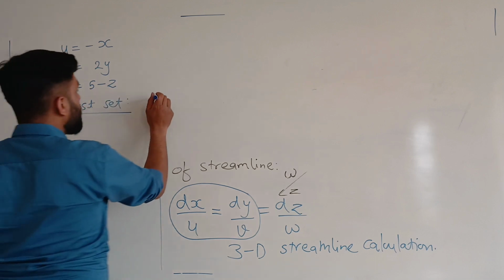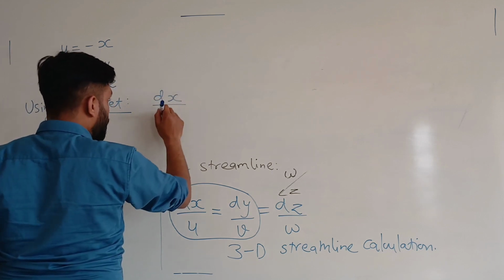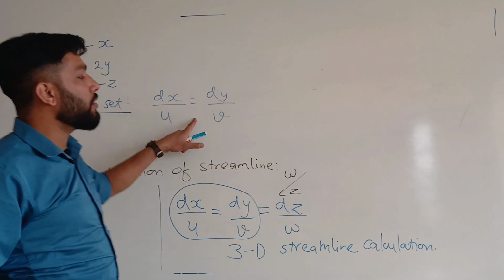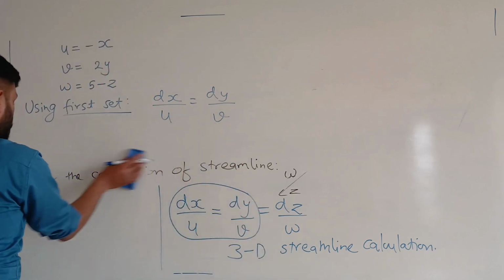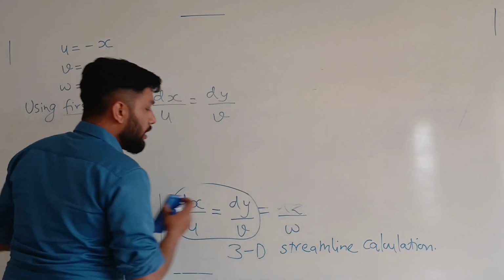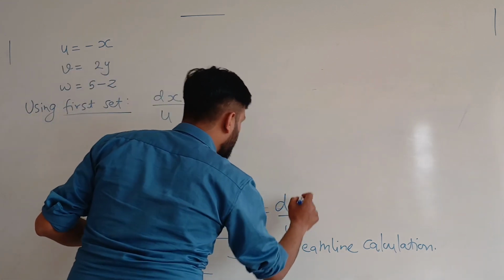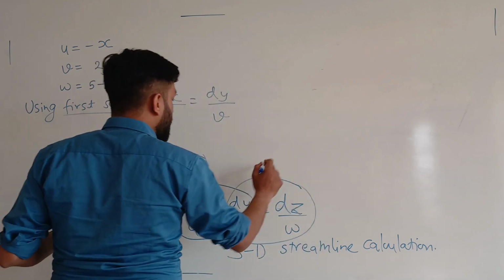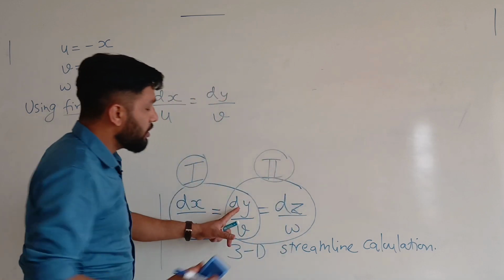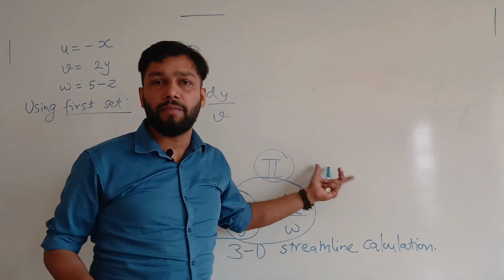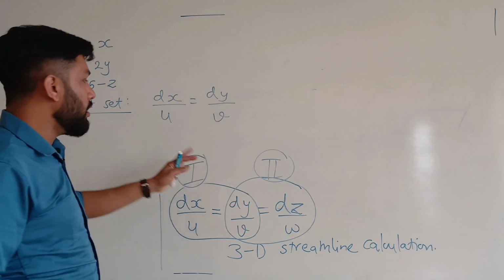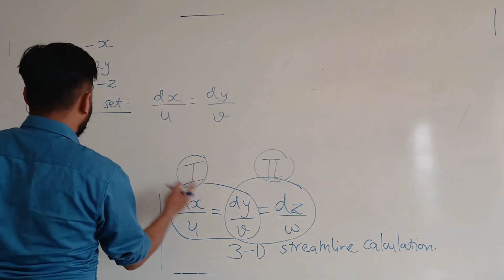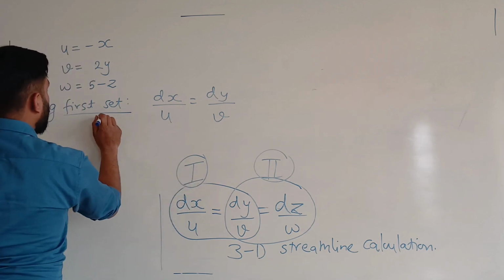That is dx divided by u is equal to dy divided by v. Let's use this equation in order to determine the equation of the streamline. Later on we use the second equation. First we are going to use this equation, and second we are going to use dy by v is equal to dz by w, in order to determine the streamline in three-dimensional streamline equations. Let's use the first equation, using the first set.